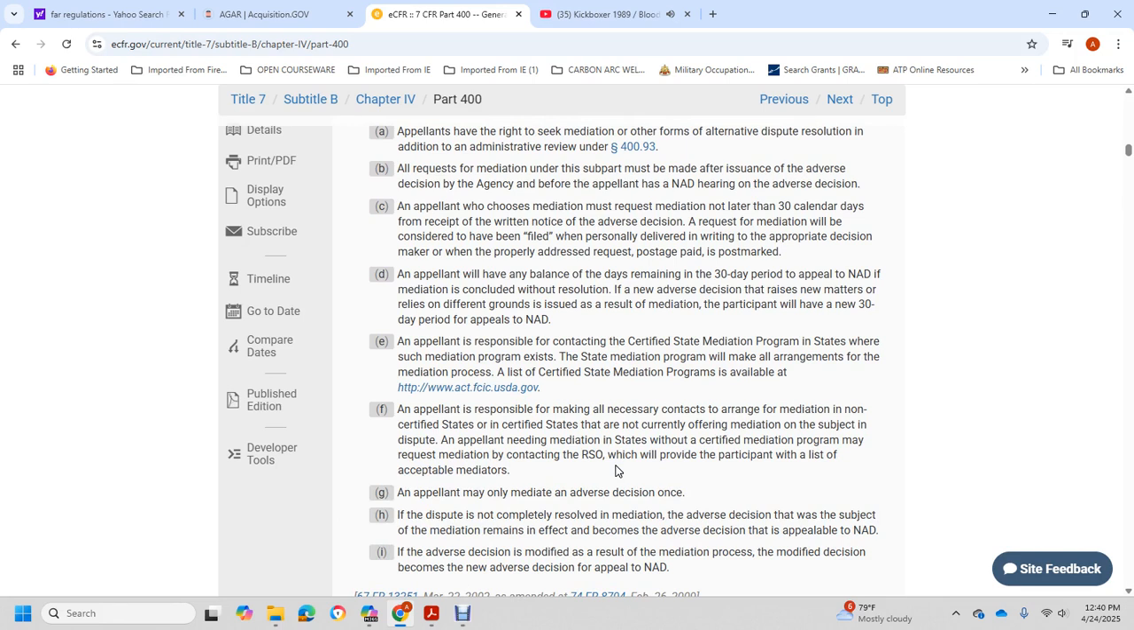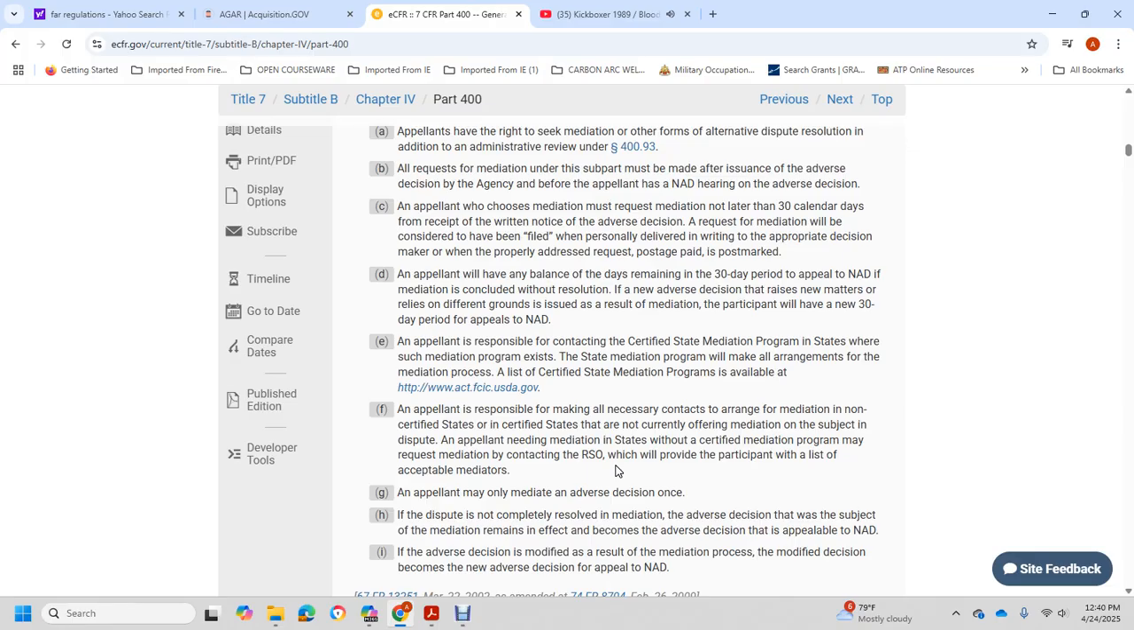All certified state mediation programs are available to the ACT with the FCIC with the USDA.gov. The appellant is responsible for making all the necessary contacts for the mediation with the certified state. In states not currently offering mediation, the appellant requests mediation from the RSO, which will provide the participant with a list of acceptable mediators.